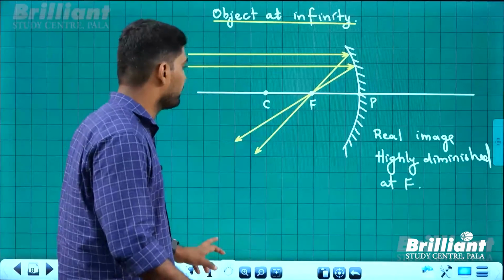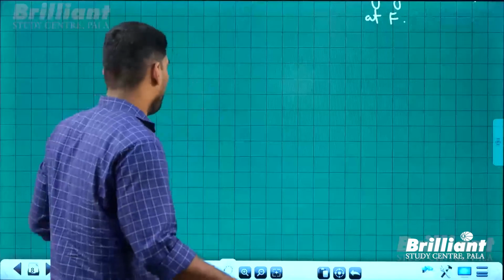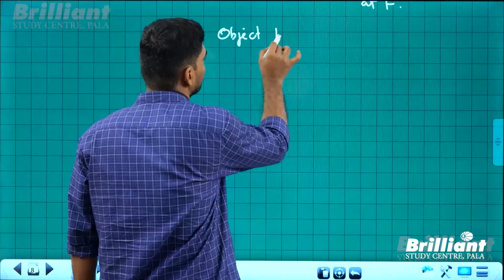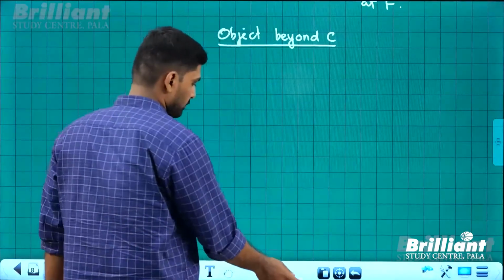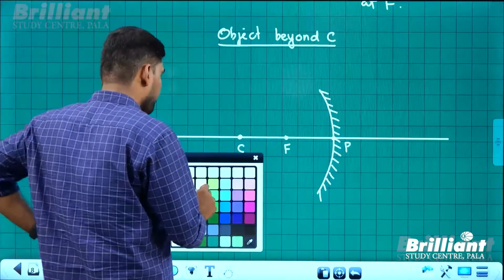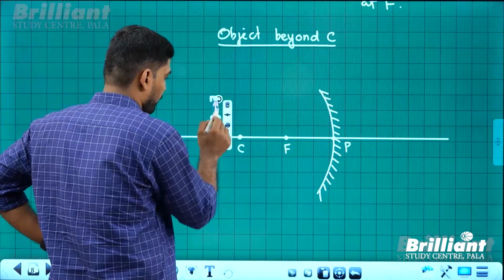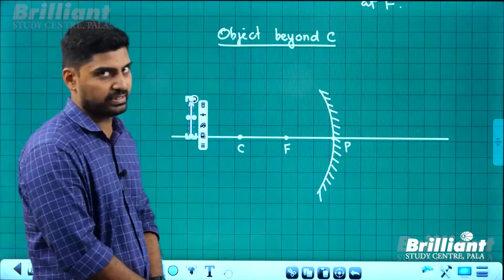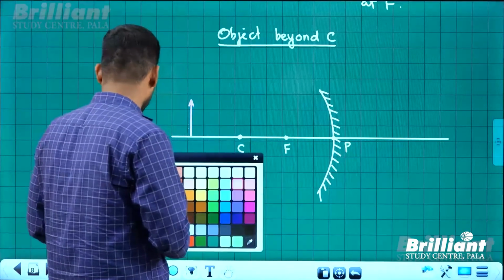Now let us look at the case where the object is not placed at infinity, but a little beyond C, the center of curvature. Here the object is placed somewhere over here. This is how we represent the object. It is placed at some distance from the center of curvature.